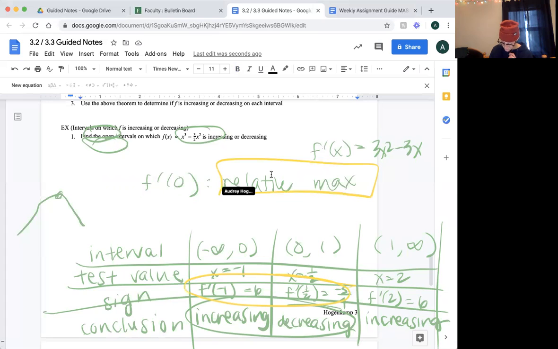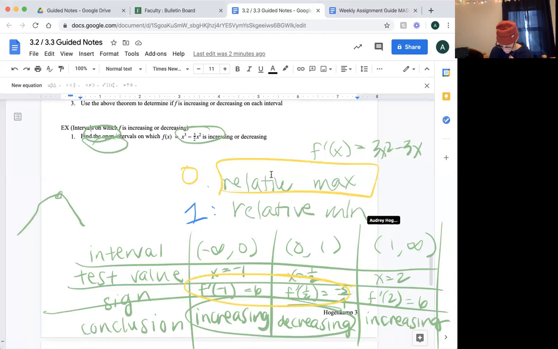And then from here, we know that 0 is going to be a relative max, and that 1 is going to be a relative min, because our derivative is changing from negative to positive, and our function, therefore, is changing from decreasing to increasing. We can see relative min.